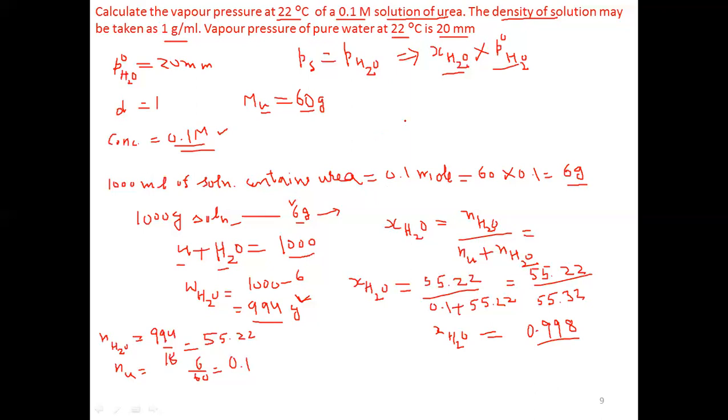Now we have to calculate the vapor pressure of the solution, which is equal to the vapor pressure due to water. It is equal to the mole fraction of water into the vapor pressure of pure water, which is 20. So P_S, by putting the values, X water is 0.998 into 20. So it comes out to be 19.96. So the answer is 19.96.